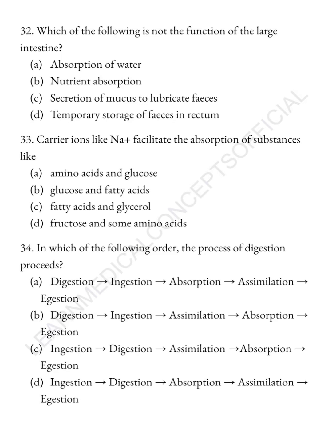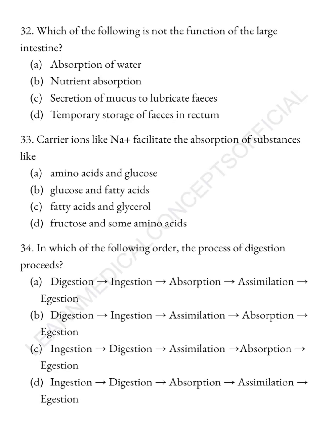Coming to the 32nd question, which of the following is not the function of the large intestine? Option A, absorption of water. Option B, nutrient absorption. Option C, secretion of mucus to lubricate feces. Option D, temporary storage of feces in rectum. Your time starts now. And the correct option is option B, nutrient absorption.